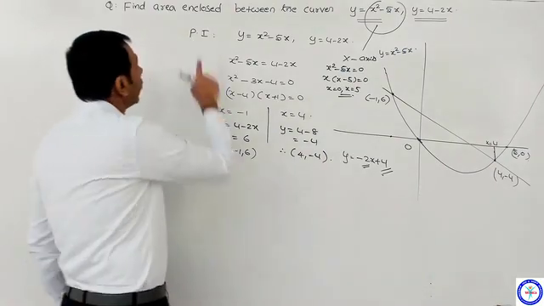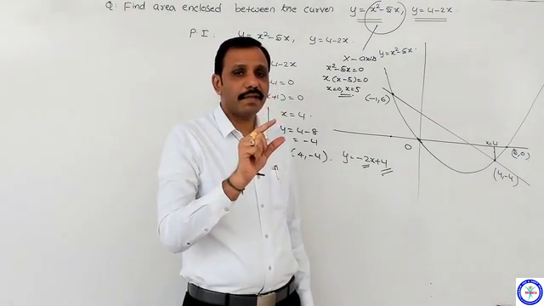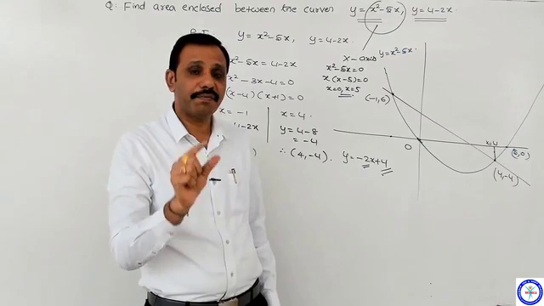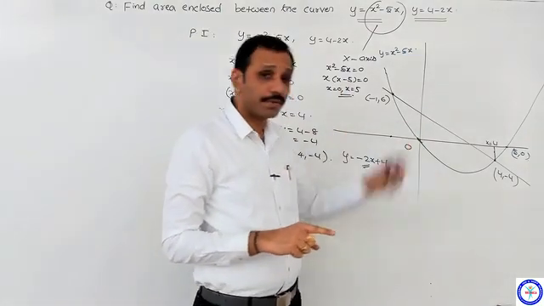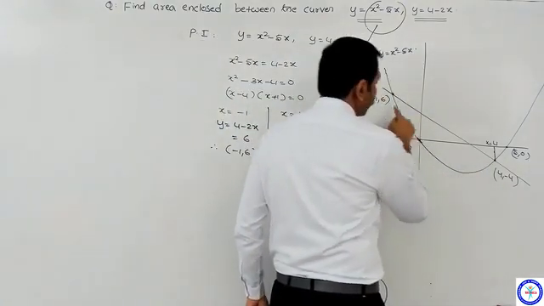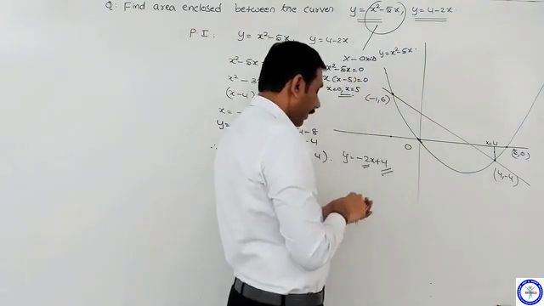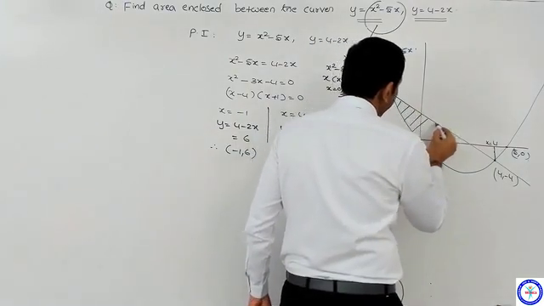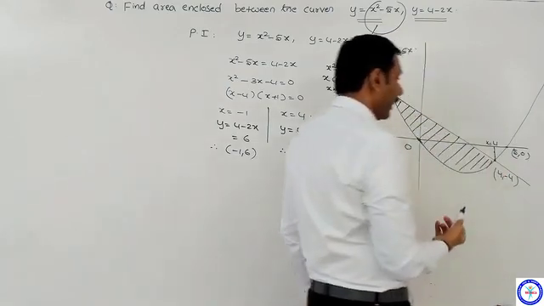Now, we need the area enclosed between the curves. They are asking for the area enclosed between the curves, which means definitely a closed figure will be formed with these two curves. What is that closed figure? Yes, it is the closed figure formed by this parabola and this line. Area between these two curves means yes, this is the required area. Now, how to find this area?